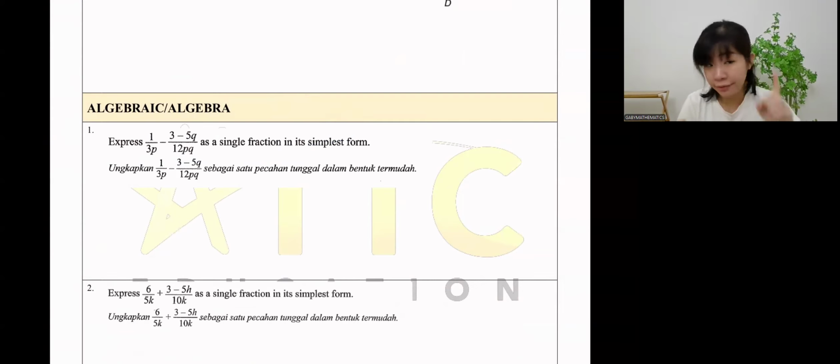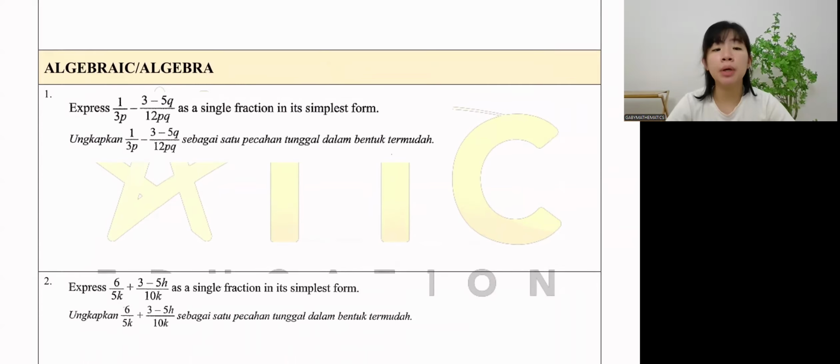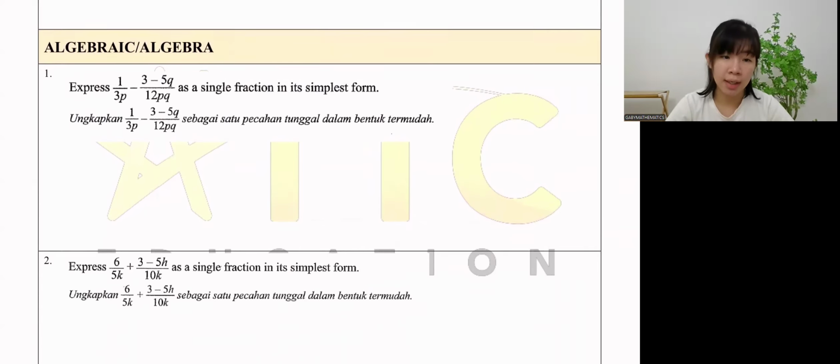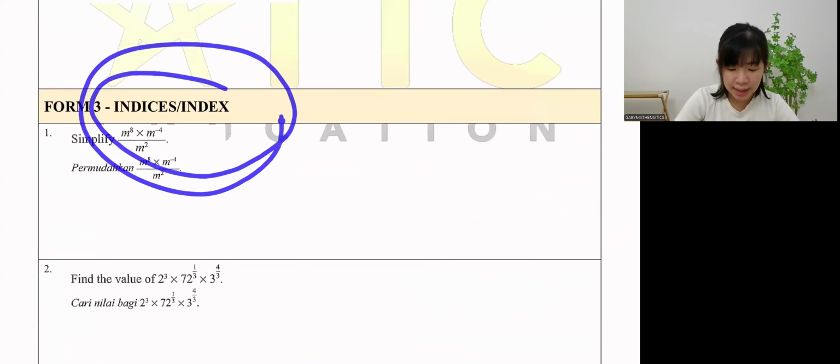This could be the first paper that you sit for in Form 4, so maybe you might not know the format. If your school sets the full format, there will be 2 papers, paper 1 and paper 2. Paper 1 will be 40 questions, and paper 2 will be 100 marks, all written questions. These usually come out in paper 1. Algebraic. Next, indices.